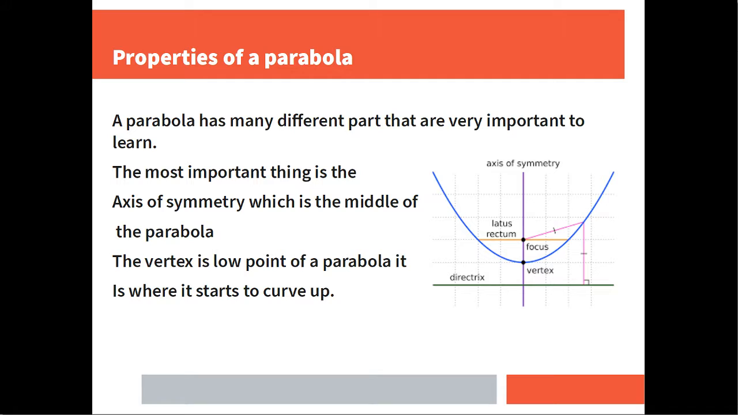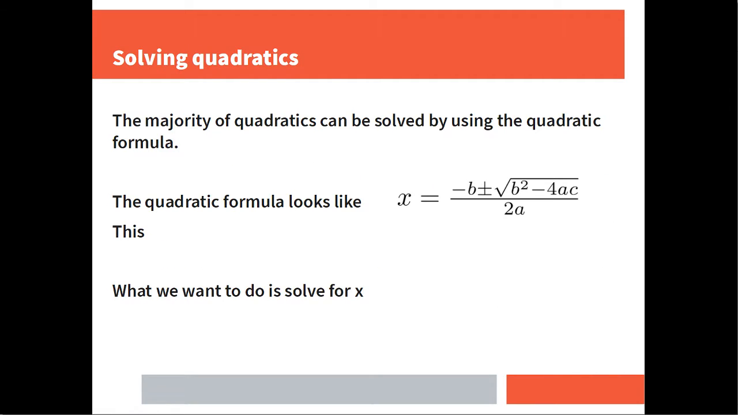A parabola has many different parts that are very important to learn about. The most important thing to learn is the axis of symmetry. That's what runs right through the middle of the parabola. The vertex is the low or high point on a parabola where it either starts to curve up or down, and it is also on the axis of symmetry.